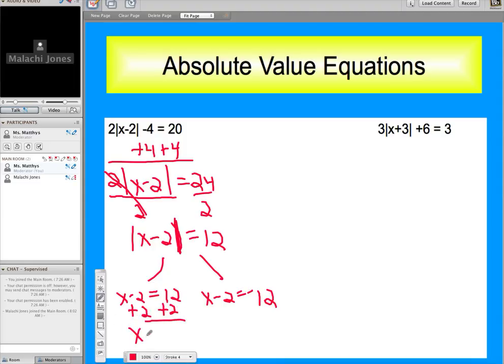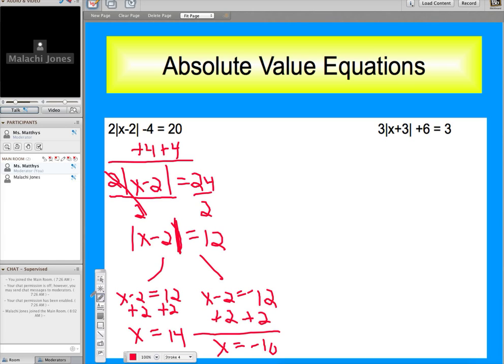And x equals 14. Yep. And then on the other side? Add 2 to both sides. Then you get x equals -10. Very good, Malachi. Awesome. All right, now we've got one more equation.